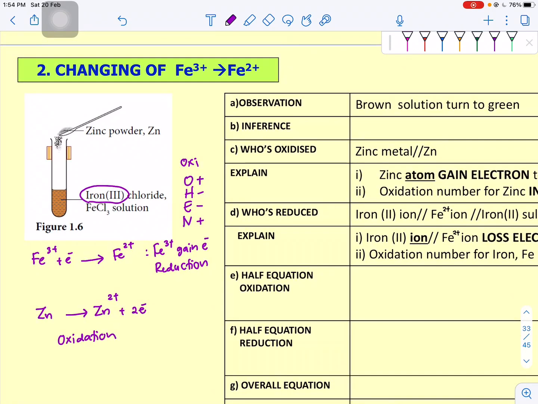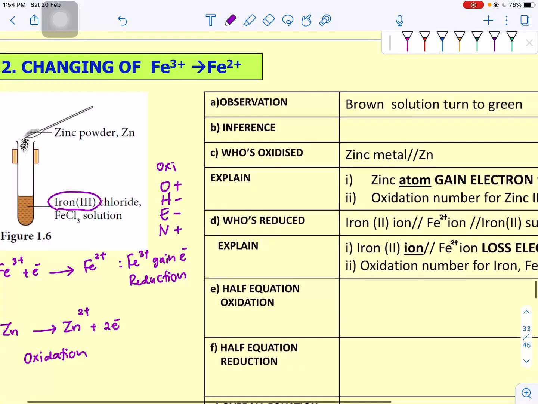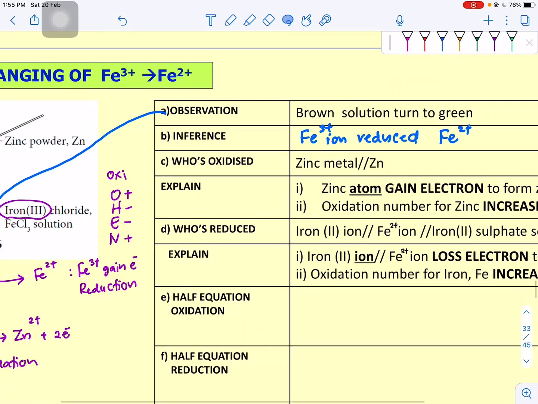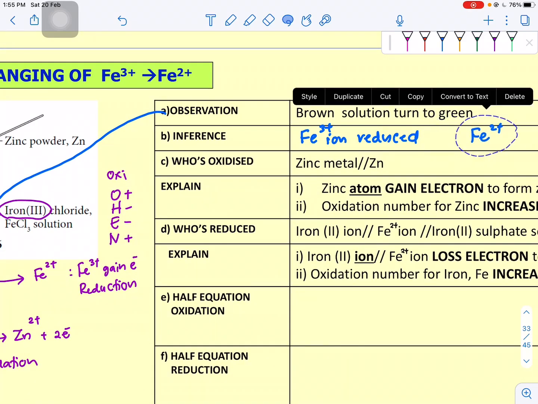So observation, brown solution turn to green. Kenapa brown? Brown because tadi kita ada iron 3. Observation mesti fokus pada test tube. Asalnya tak ada apa-apa, dia warna brown. Masuk zinc, dia jadi green. Siapakah yang green? Dia adalah iron 2. So iron 3 ion turns to iron 2. Iron 3 ion sedang berlaku reduction. Reduce into iron 2 ion.